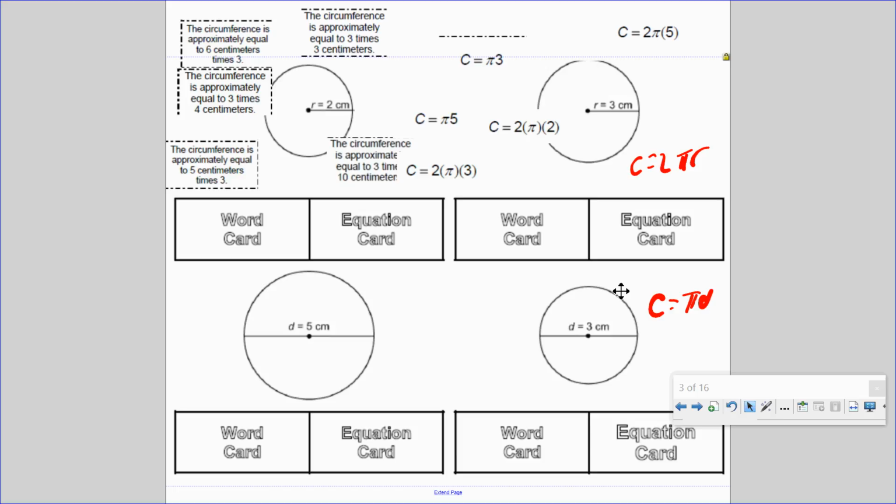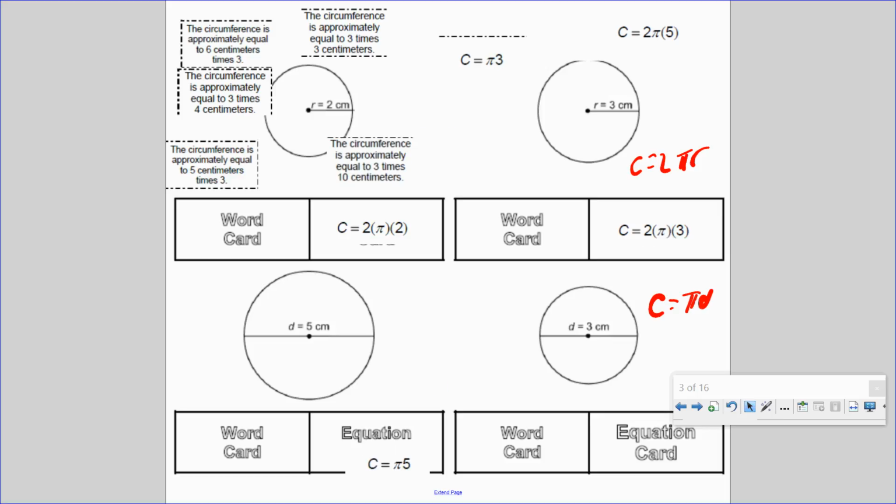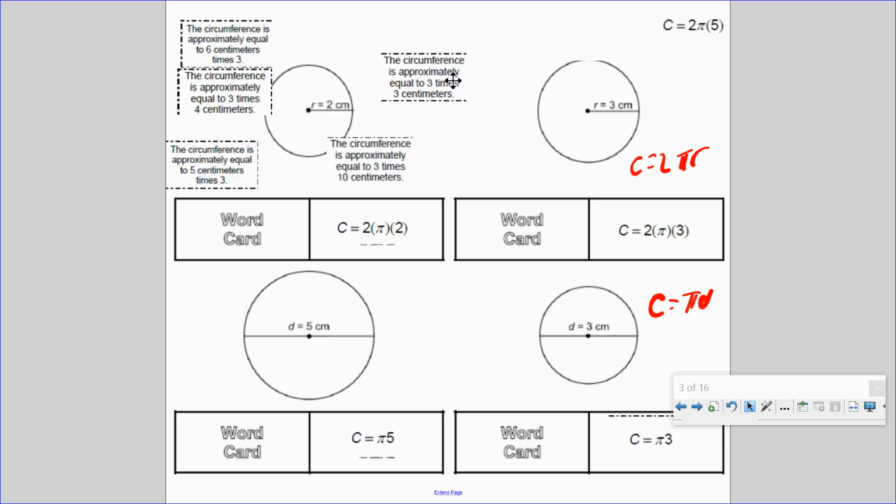So 2 pi 2. This is the equation. 2 pi 3. This is the equation. Pi d. Diameter is 5, so we're looking for C equals pi 5. That goes here, and C equals pi 3, and that goes here. Oh, so there's an extra one to trick you. So now, the circumference is approximately equal to 3 times 3. Well, pi is about 3. 3 times 3, so it goes here.